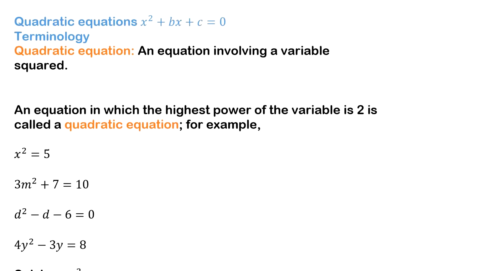In this video, we're looking at quadratic equations in x squared plus bx plus c form. So a quadratic equation is an equation involving a variable that's squared, for example, the x squared. Again, an equation in which the highest power of the variable is 2 is called a quadratic equation. For example, x squared equals 5, 3m squared plus 7 equals 10, d squared minus d minus 6 equals 0, 4y squared minus 3y equals 8. These are all what we call quadratic equations.